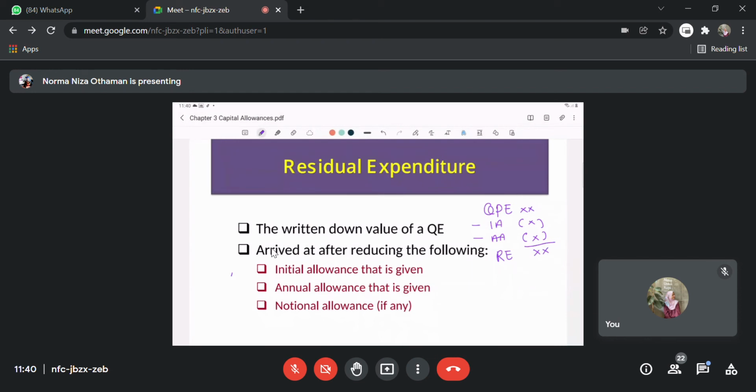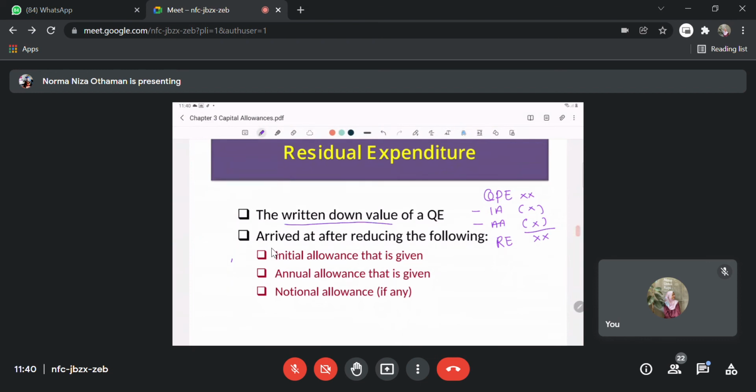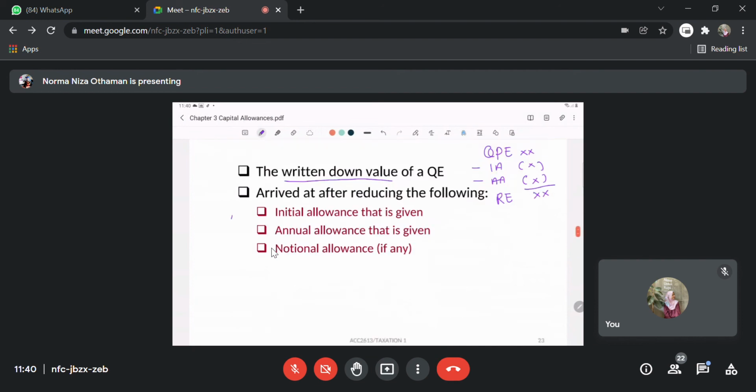Is it clear guys? It is the written down value, you can see it. Okay, so let us look at an example.